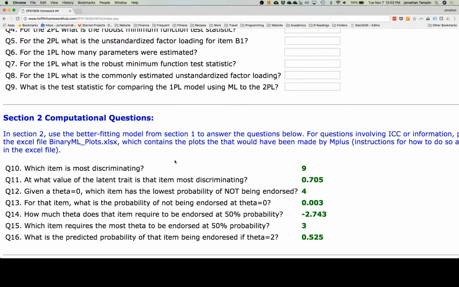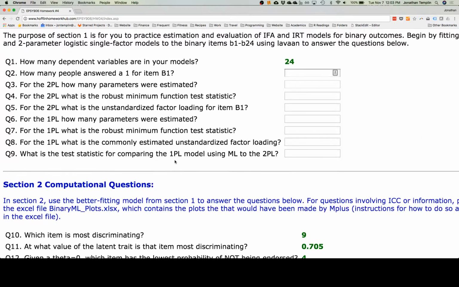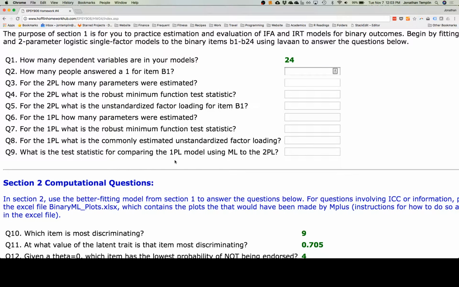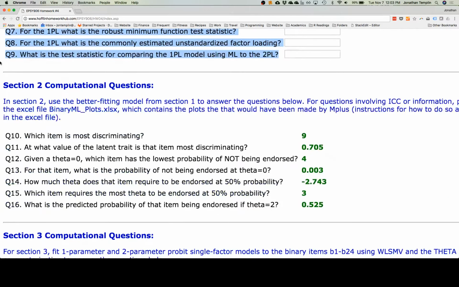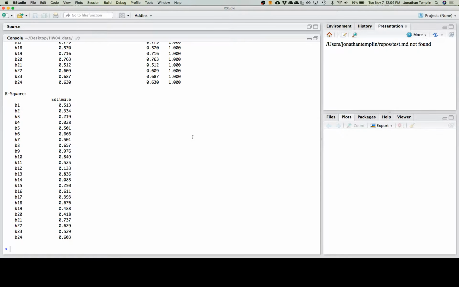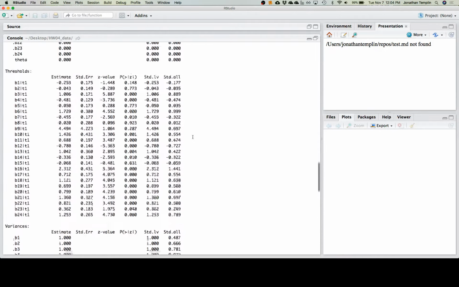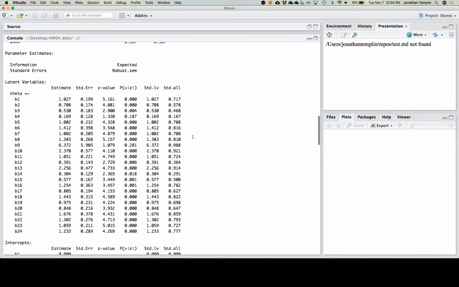The homework. Let's all just agree that the 2PL fit better, right? No one's asked me questions about that yet, so glad on that. Which item is the most discriminating? How do you tell that? What's the most discriminating item? 9? Yeah, but where do you get that number from? The estimates, the factor loadings. Yes, right. The factor loading is synonymous with discrimination. And item 9 has the highest factor loading, so therefore it has the highest discrimination parameter.